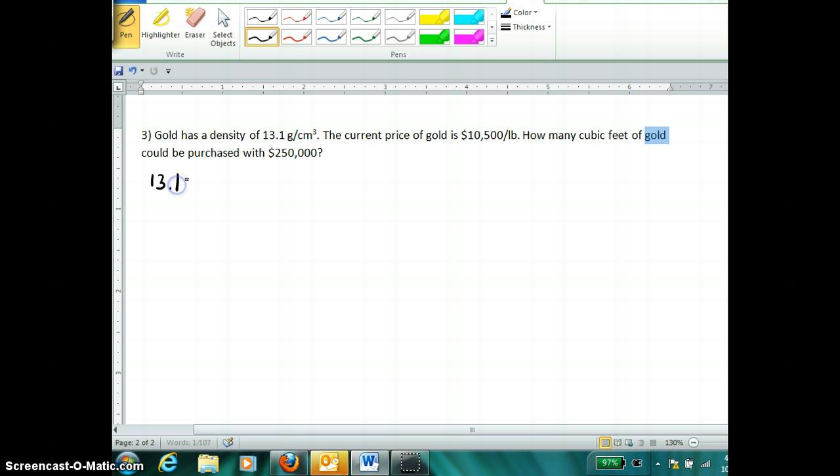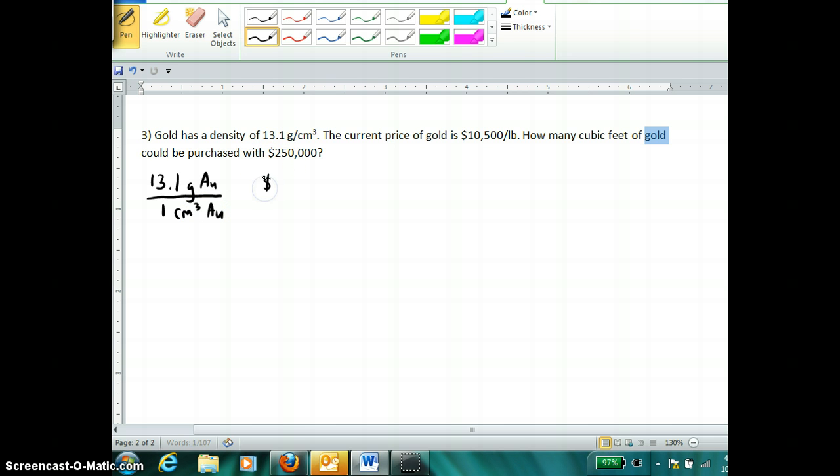So we have 13.1 grams of gold, which I will represent with the symbol for gold, Au, for every 1 centimeter cubed of gold. This is a mass, this is a volume. The entire ratio is a density, of course. But I recognize this is a mass and this is a volume. That's important in step 2.